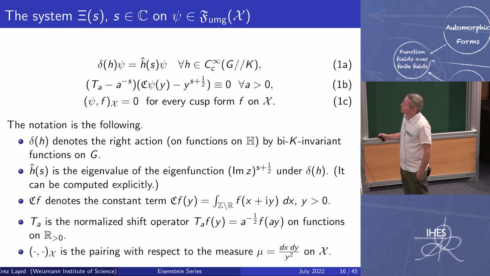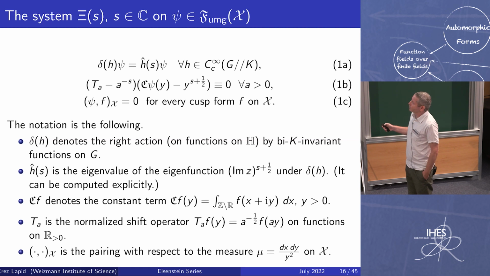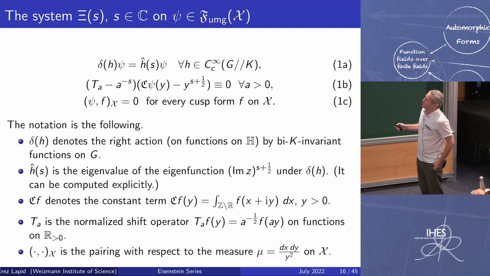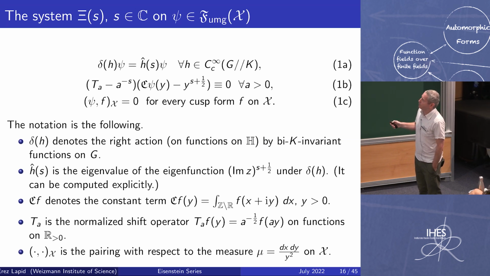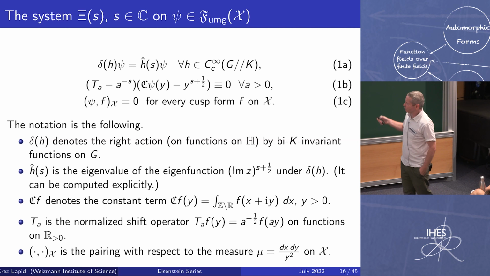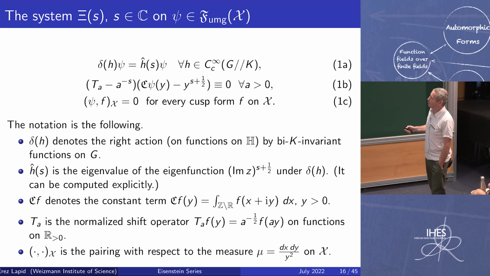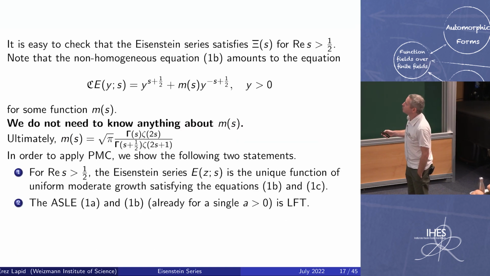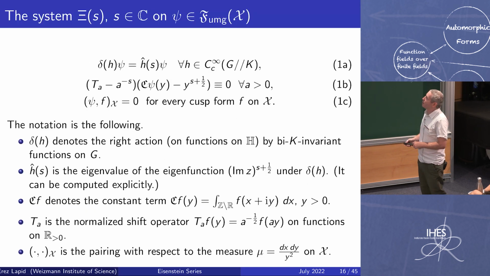The second equation, what's written here, is the constant term of psi. Now it's a function in one variable. What this equation says is that it has a y to the s plus half in it, and then it has some constant times y to the minus s plus half. I'll write it more explicitly on the next board. So this is the non-homogeneous part: it's y to the s plus half plus something times y to the minus s plus half. But let me just switch back.